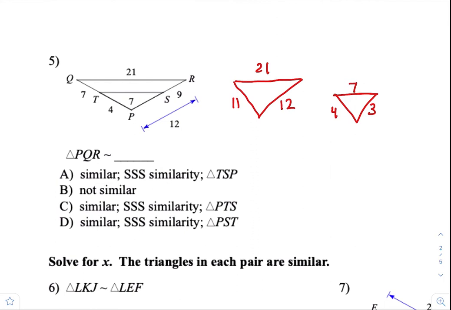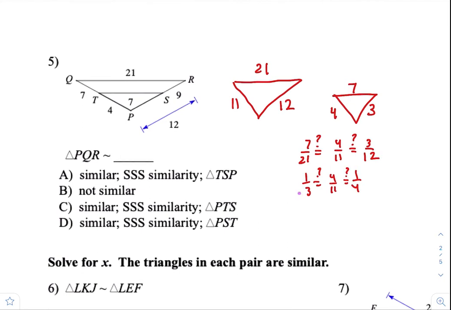So we could do 7/21. Is that going to be equal to 3/11? Yeah, we'll try 4/11 first. From what I could see, this is going to simplify to 1/3, 4/11, and 1/4. So these are not going to be proportional.